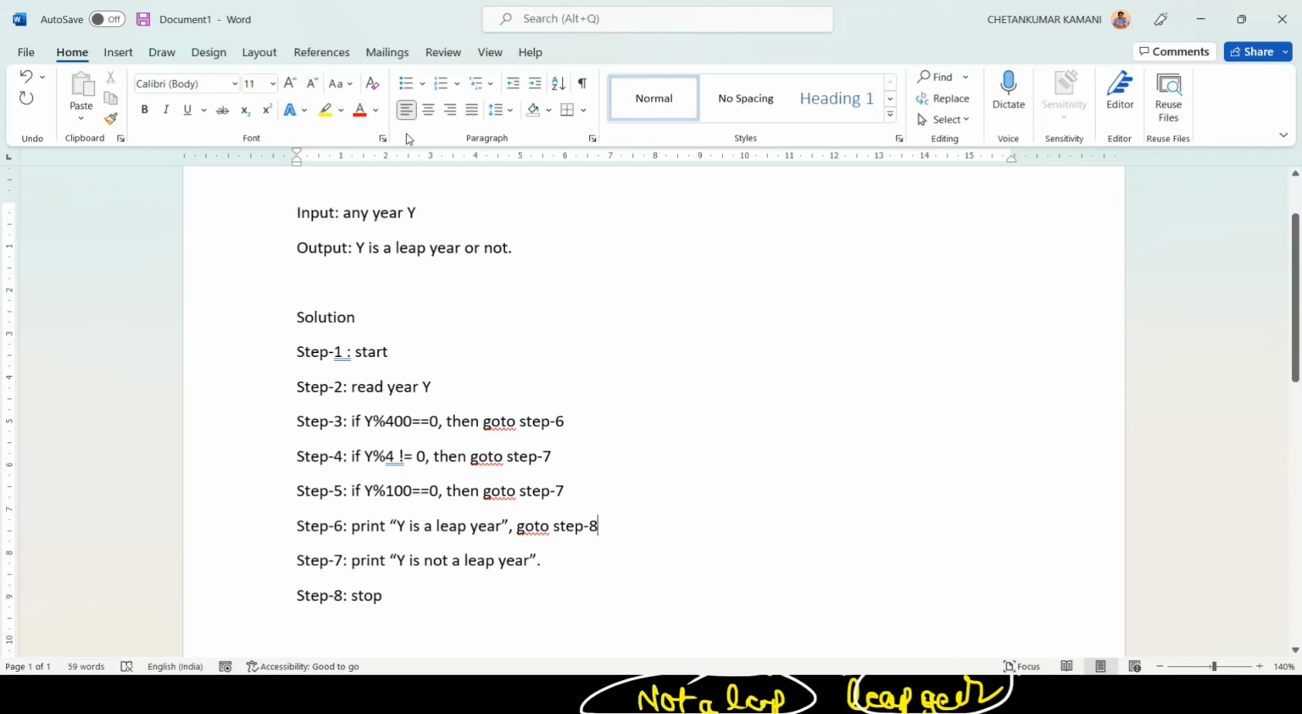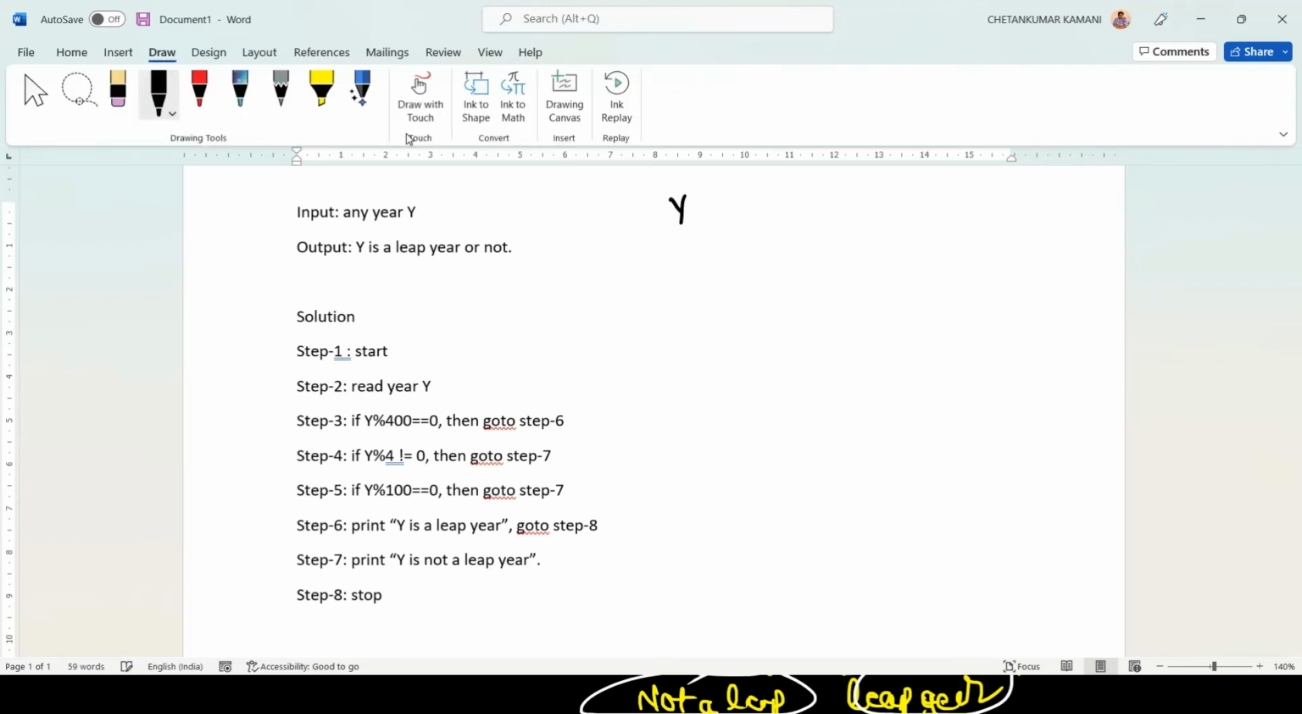Let me try to trace this algorithm by taking an example. Suppose Y is equal to 2000. Okay, and this step, we have read the Y. Then this step, 2000 modulo 400, then it is definitely 0, means we get remainder 0 after dividing 2000 by 400. Then remainder 0. Step number 6, the given year is a leap year. That means 2000 is a leap year.